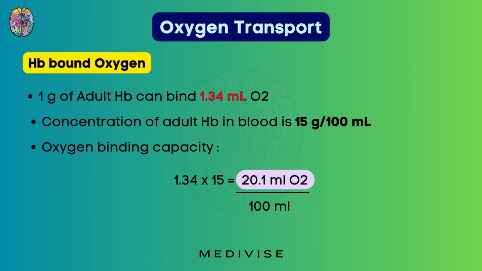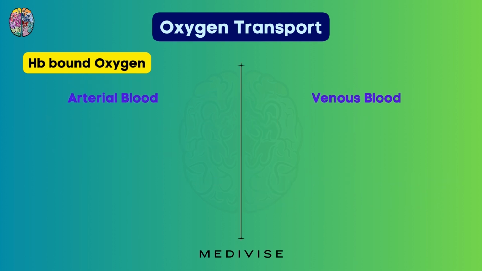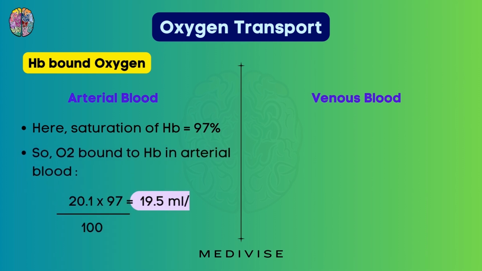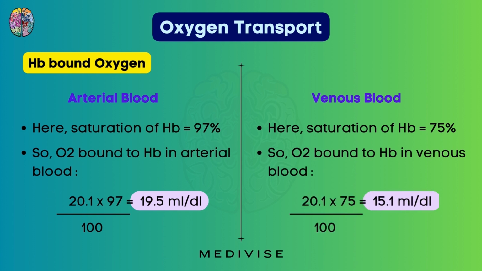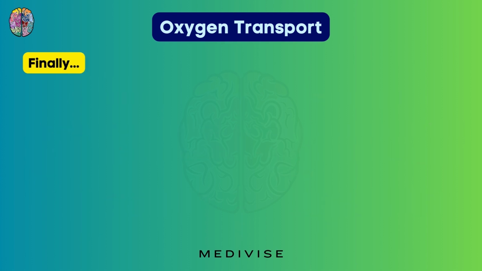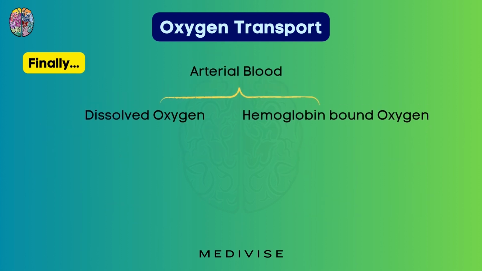But two things that you should know. First of all, this is per 100 ml or per deciliter. Secondly, this is when hemoglobin is 100% saturated. But in the arterial and venous blood, the hemoglobin is not 100% saturated. In arterial blood, the saturation is about 97%, and if we do this correction, we find out that the exact value is 19.5 ml per deciliter. In venous blood, the saturation is 75%. Here also, if we do the correction, we find out that the oxygen amount is 15.1 ml per deciliter.